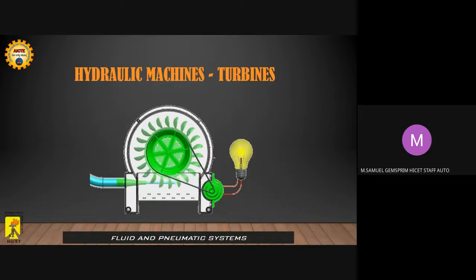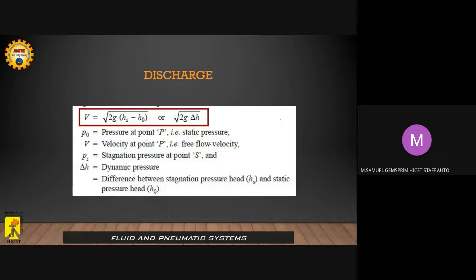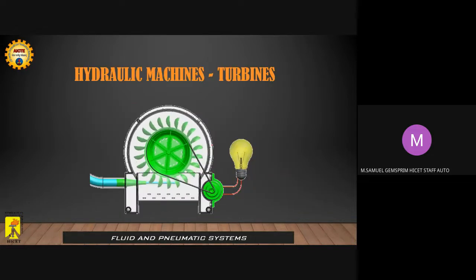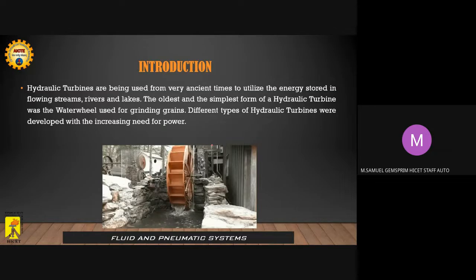Yeah, next. So with this, we are moving on to the next topic, which is hydraulic machines. Under hydraulic machines, we have two different types of equipment. One is the turbine, whereas the other one is the pump. First, we'll start with the turbine.